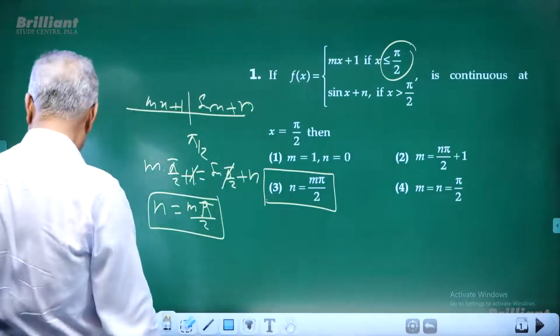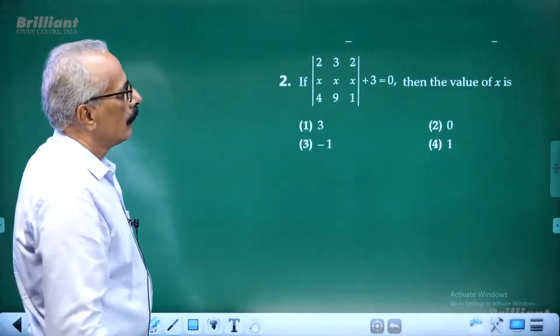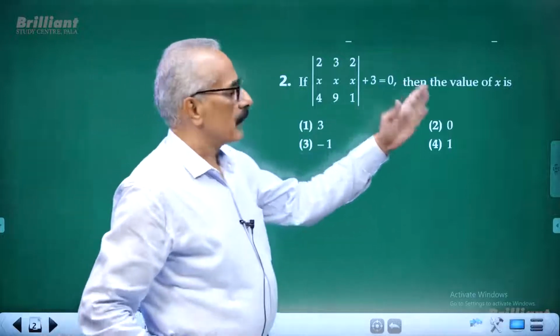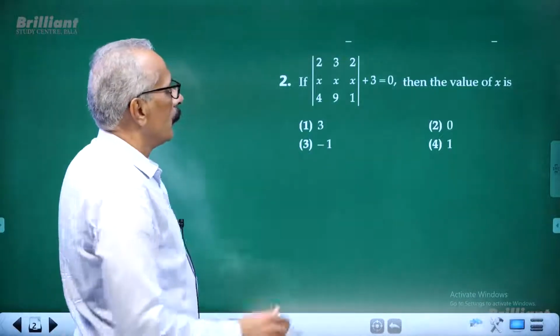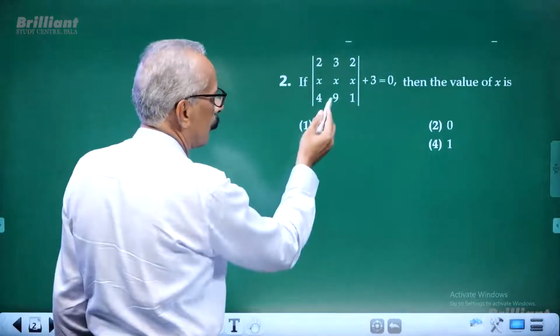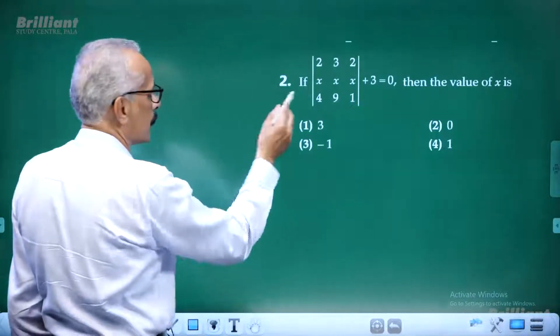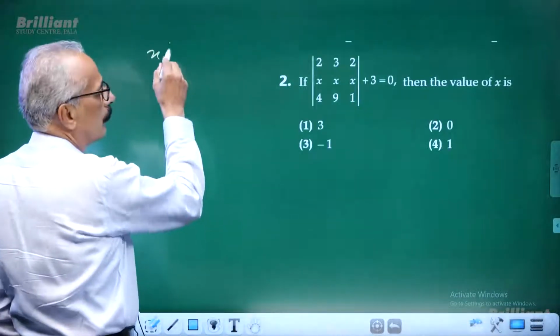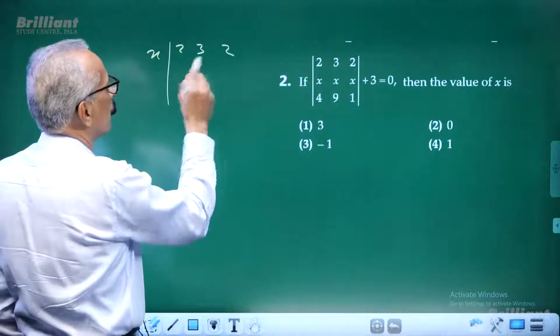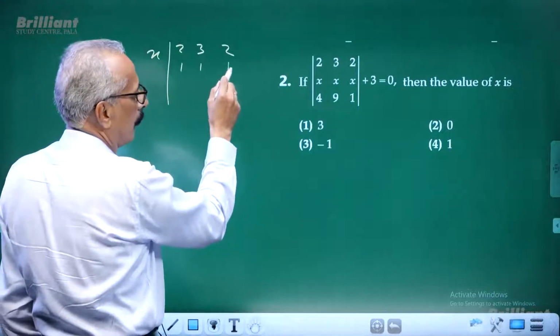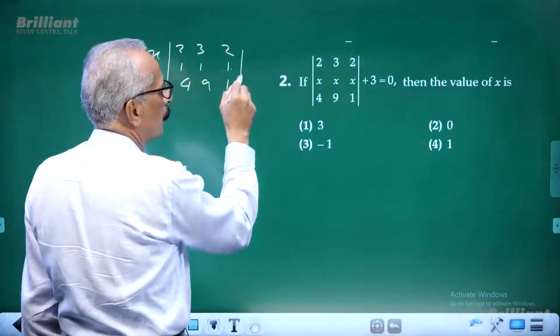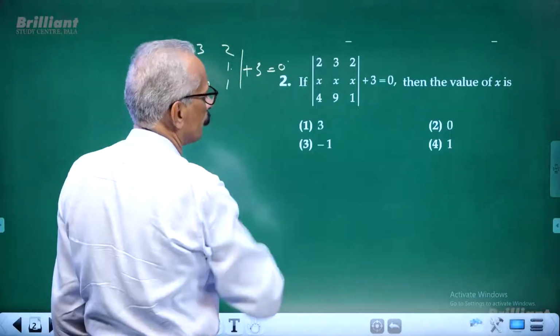Okay, we'll move on to the next question. This is a question, then the value of x is. So we have to evaluate, you can take one x out. So that will become x into determinant 2, 3, 2, 1, 1, 1, 4, 9, 1, plus 3 equal to 0.